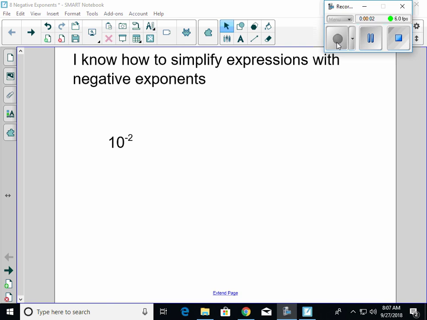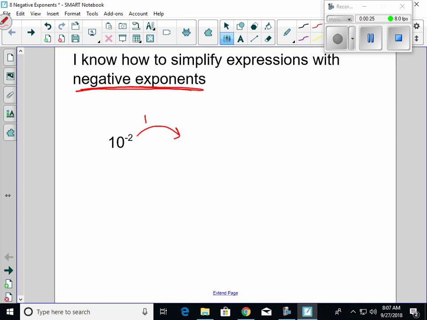Hello. Today we're going to work on simplifying expressions with negative exponents. Okay, so here's an example, 10 to the negative 2. A lot of times they don't want negative exponents in your answers. So let's put this one in the calculator, but then we'll get the idea of what to do with negative exponents.